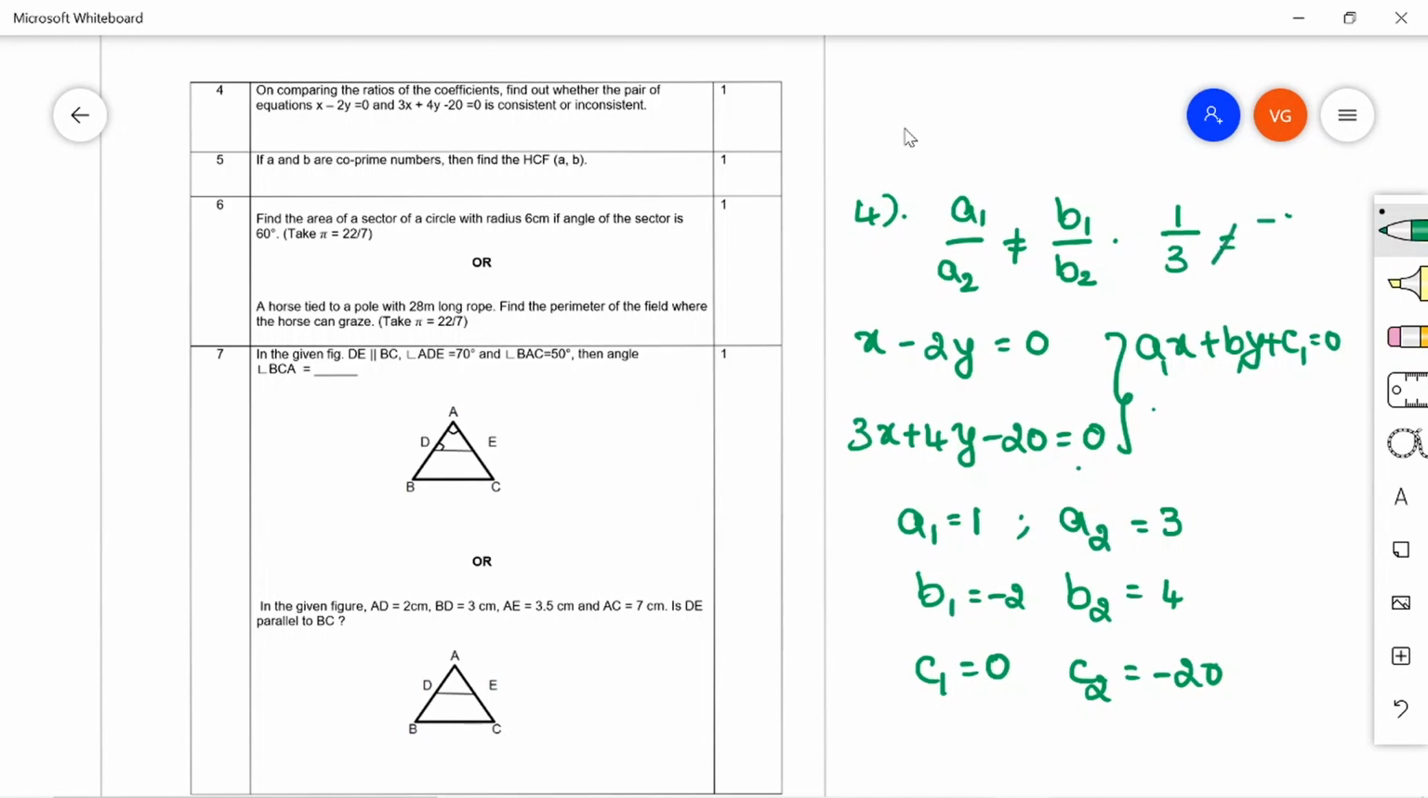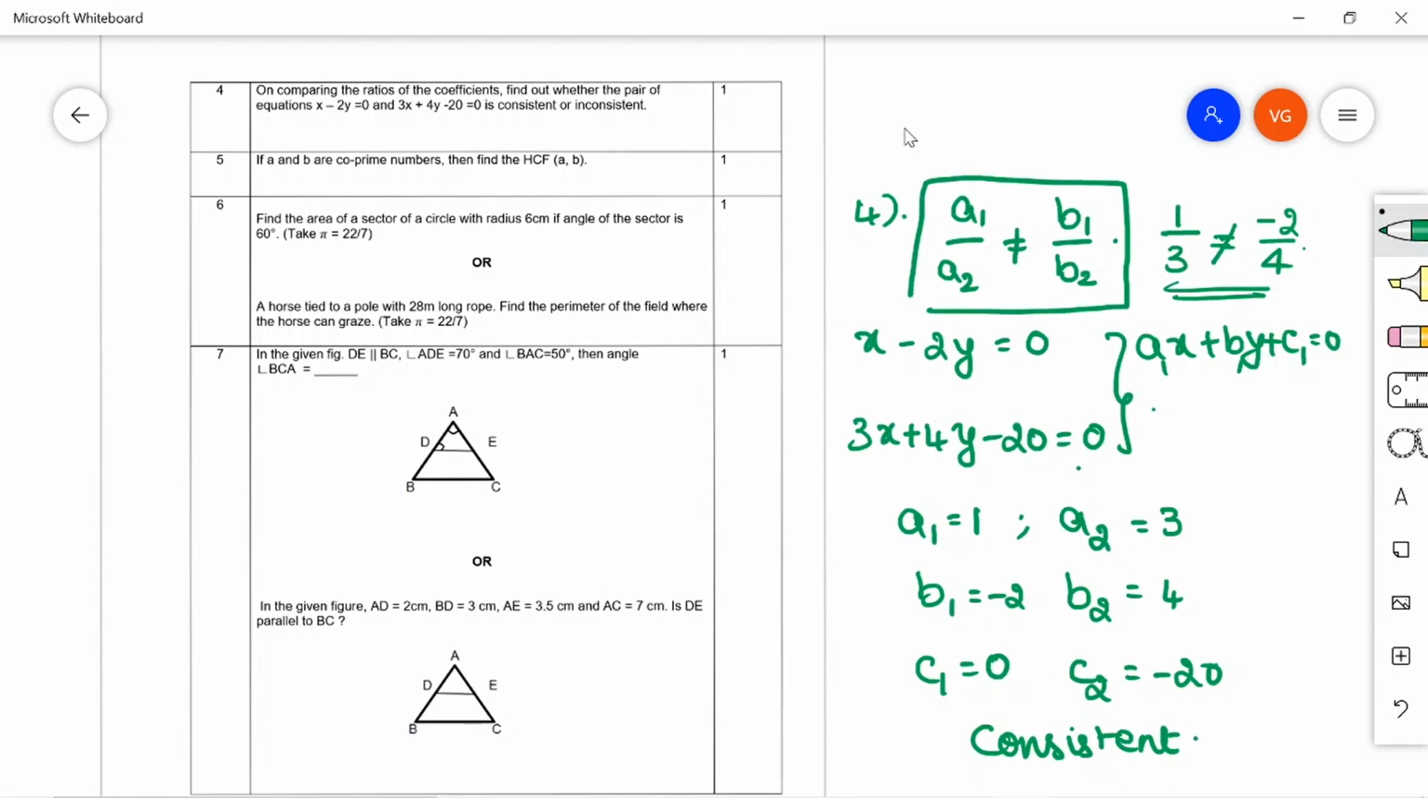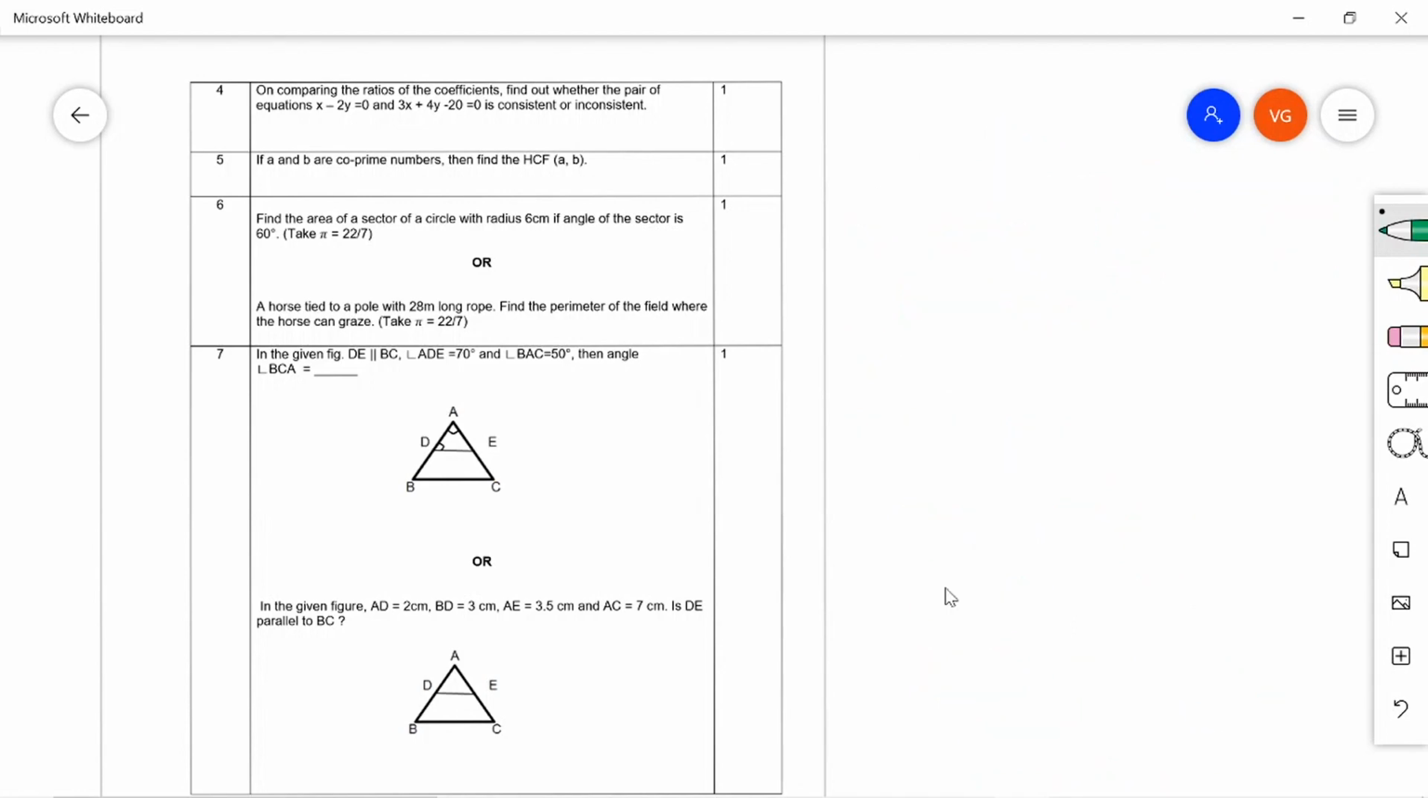So substitute here, 1 by 3 is not equal to minus 2 by 4. Correct. So 1 by 3 is not equal to minus 2 by 4. So the given equations are consistent. You will get half mark when you write the formula, the condition, and once you substitute and write down the final answer, you will get another half mark here.